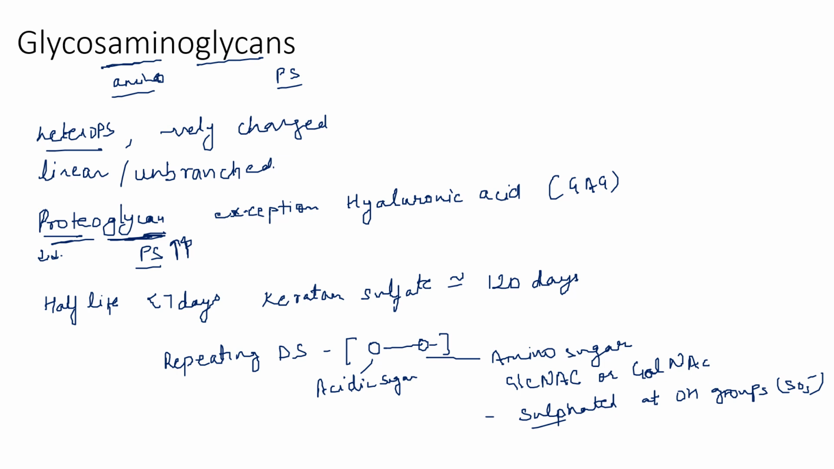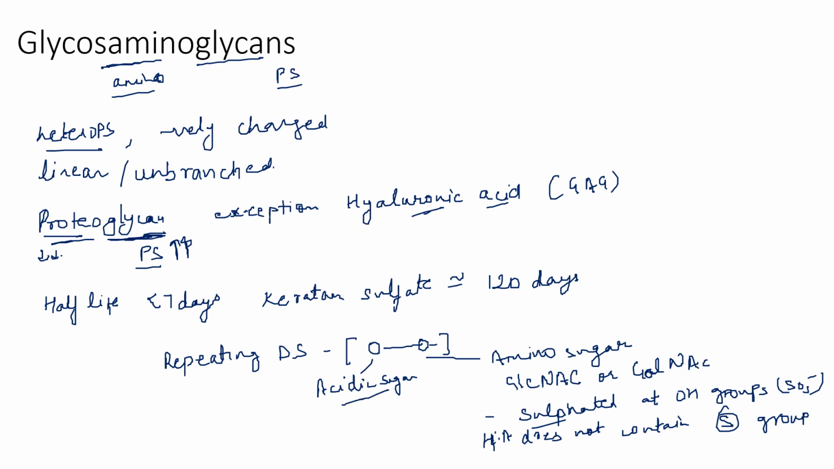There is again an exception, hyaluronic acid. It does not contain the sulfate group, but it is still written as hyaluronic acid, which means it is acidic in nature. It is due to the uronic group, the acidic sugar, that it has a negative charge.